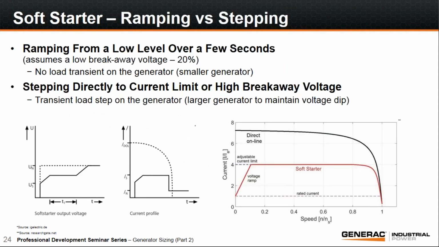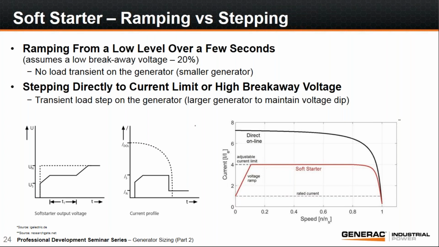That's called a voltage ramp, and that assumes a relatively low breakaway voltage. So if I start off at, let's say, 20% voltage and I ramp up until I hit my current limit setting, and then from my current limit setting just keep pushing the voltage a little bit until we get the motor up to speed, it creates a very easy application for a genset.